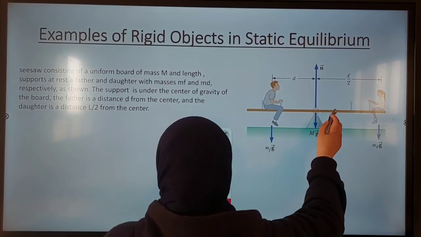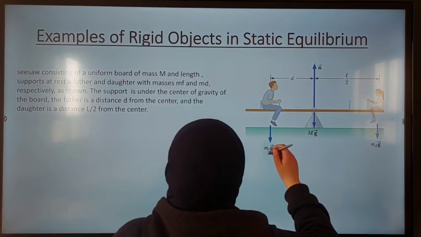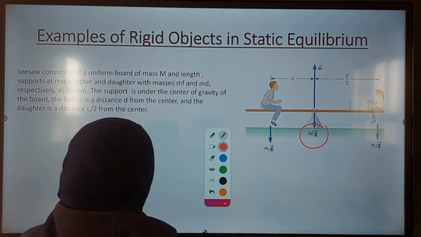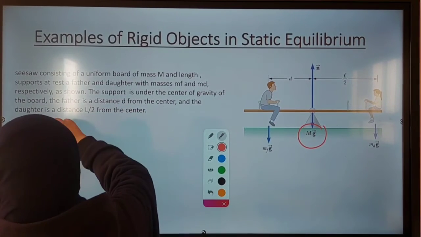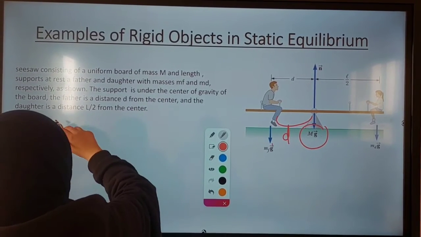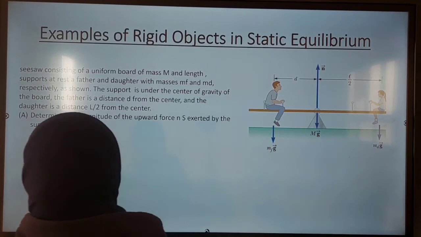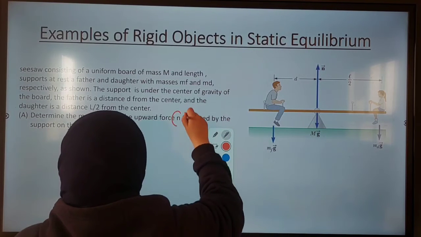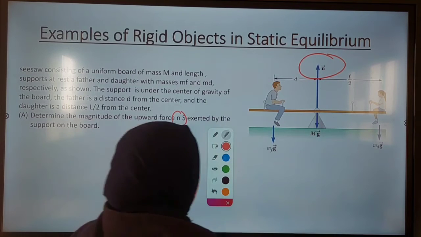That is a seesaw of length l, and it supports, at rest, a father and a daughter. So that means here mg is the center of mass. The support is under the center of gravity of the board, and the father is a distance d from the support, and the daughter is a distance l/2 from the center. Determine the magnitude of the upward force n by the support on the board.